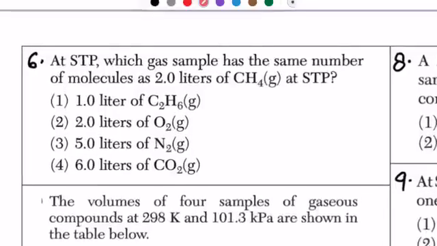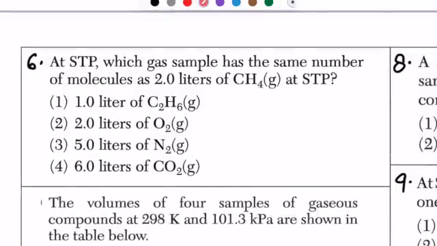At STP, which gas has the same number of molecules as 2 liters of CH4 at STP? So remember, according to Avogadro's law, if we have 2 gases at STP, no matter what those gases are, their volume is going to be the same. So we are looking for any gas that has the same volume. So your answer will be 2 liters.